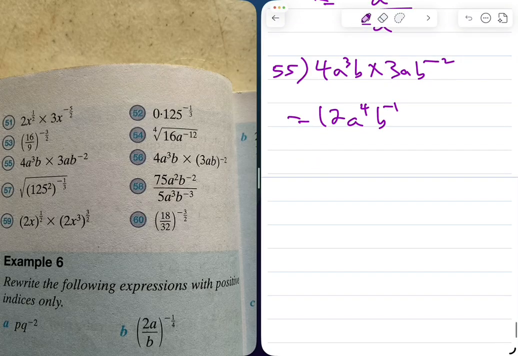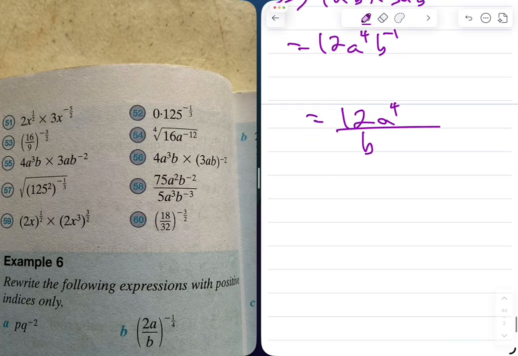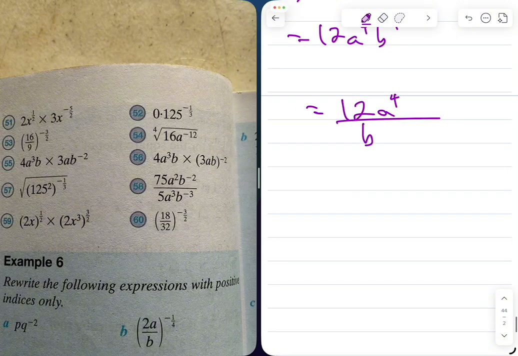12a raised to the power 4 times 1 over b, which will be 12a raised to the power, that's a raised to the power 4, not a raised to the power 2. 12a raised to the power 4 times 1 over b, which is 12a raised to the power 4 over b. Now to the next, which is number 56.